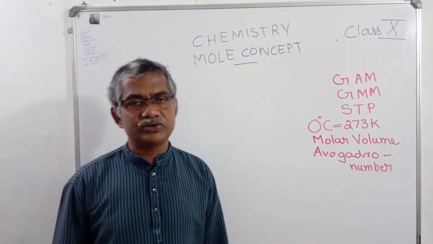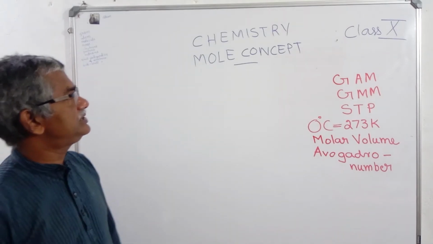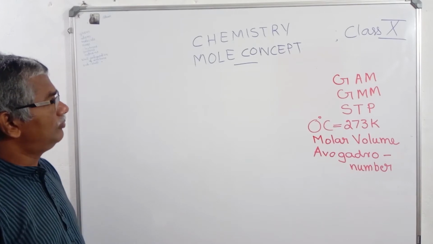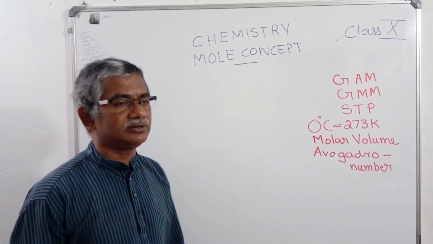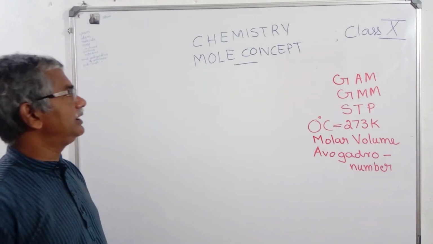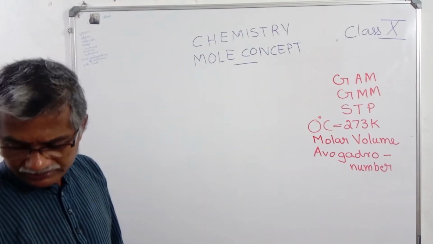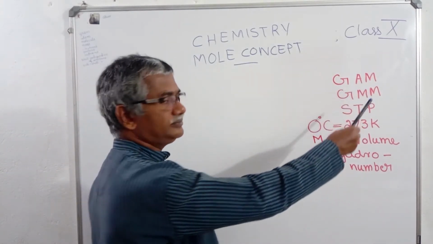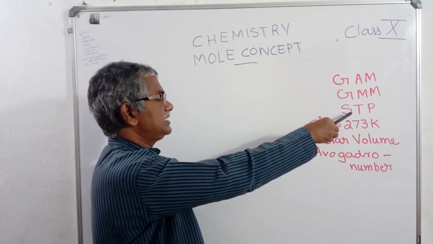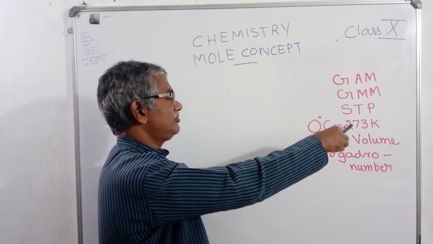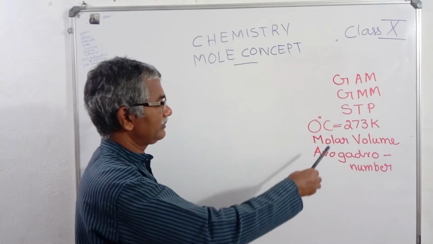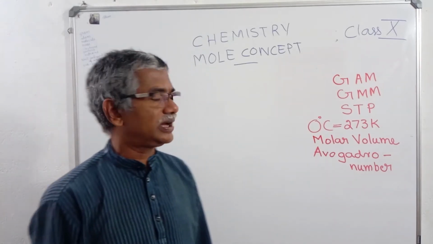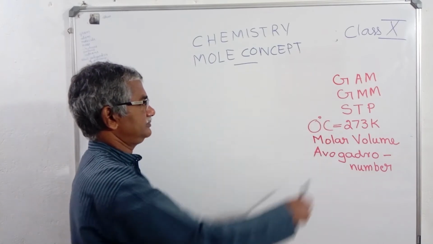Dear class 10 students, let me give you some tips in chemistry. The concept based on mole, or your second chapter of chemistry, you are learning mole concept. You have to understand the terms, the shorter forms: GAM, GMM, STP, 0 degree centigrade, which is equal to 273 Kelvin, molar volume, Avogadro number. You must have basic idea about it.